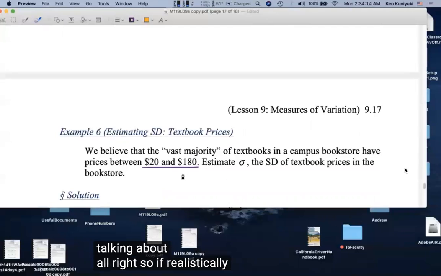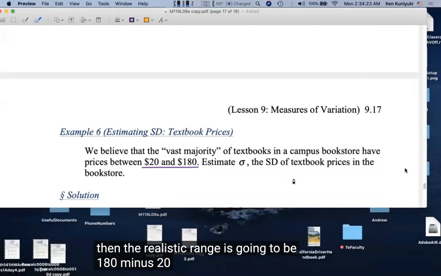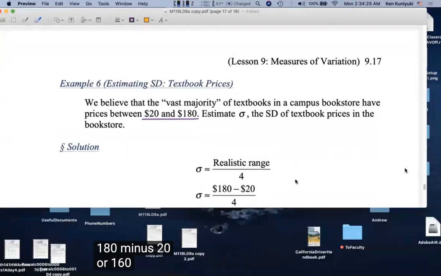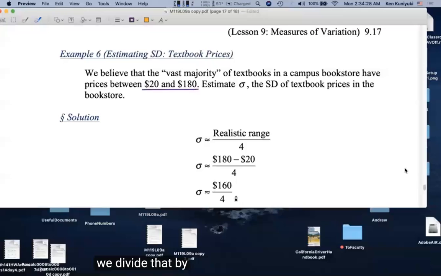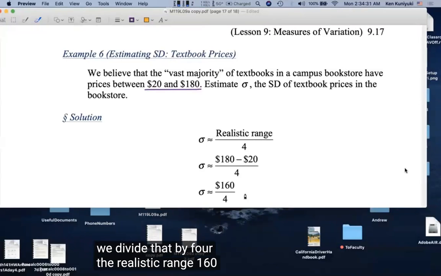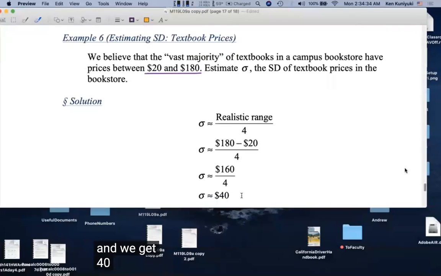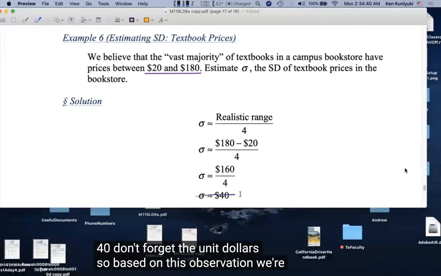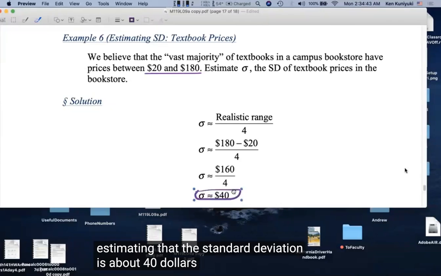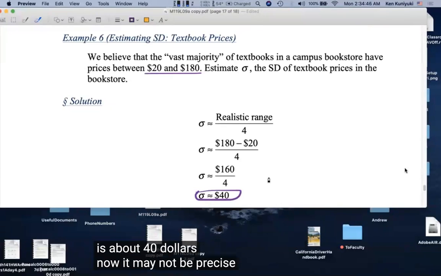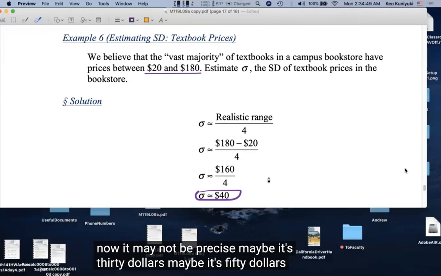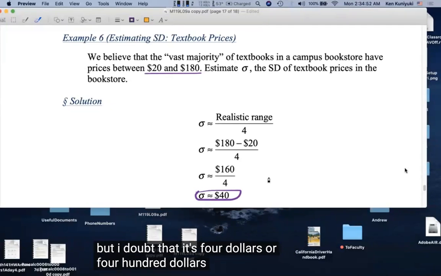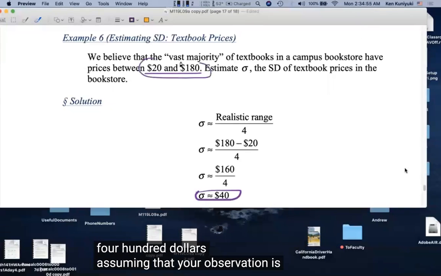All right, so if realistically the prices are between $20 and $180, we're not going to bother with outliers, then the realistic range is going to be $180 minus $20, or $160. We divide that by four. The realistic range, $160, is divided by four, and we get $40. Don't forget the unit, dollars. So based on this observation, we're estimating that the standard deviation is about $40. Now, it may not be precise. Maybe it's $30, maybe it's $50, but I doubt that it's $4 or $400, assuming that your observation is reasonable up here.